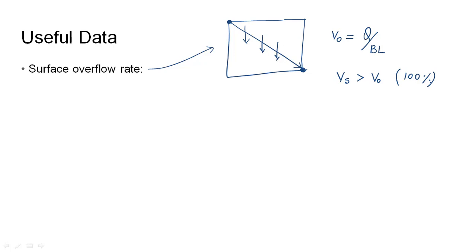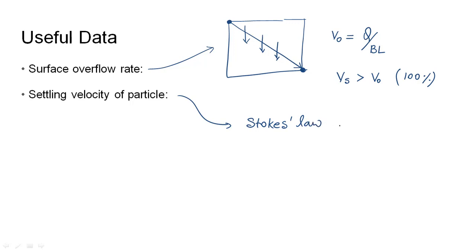To find the settling speed of specific particles, we need to know about the settling velocity of a particle, which is found using Stokes' law. As per Stokes' law, the settling velocity of a particle is given as its specific gravity minus 1, times g, times its diameter square, divided by 18 times the kinematic viscosity of the liquid in the tank. In this case it is water, so we will use gamma water.